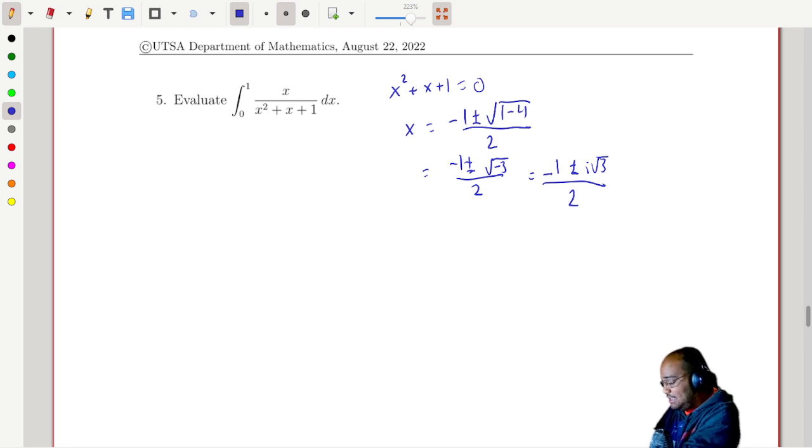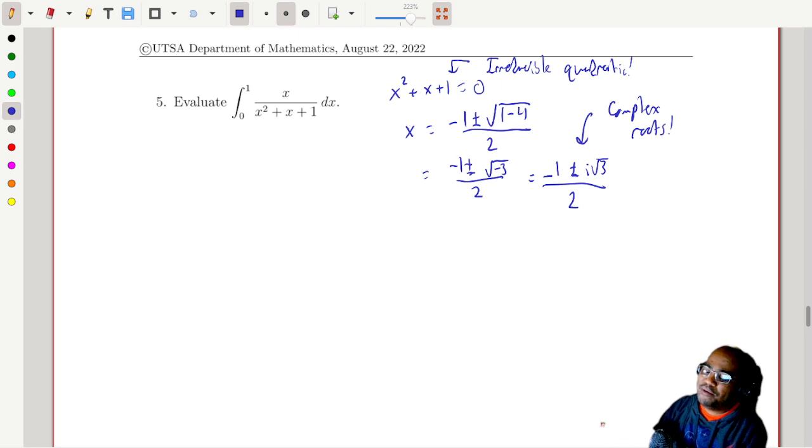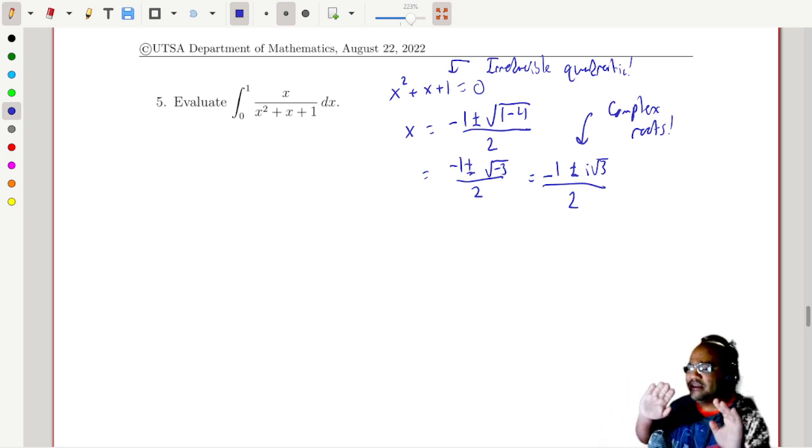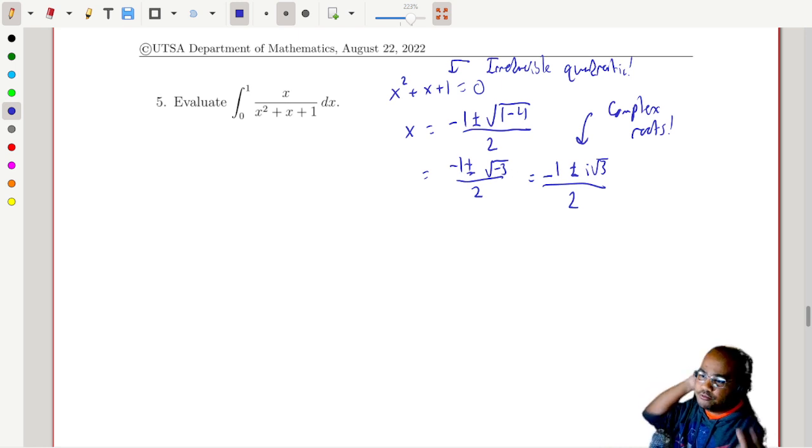So this guy here is an irreducible quadratic. Okay, it's an irreducible quadratic because the roots that we got out of here, these are complex. These are complex roots, okay? Remember that the square root of minus 1 is i, okay? If you don't remember that, that's okay. But we have complex roots here, so this is irreducible.